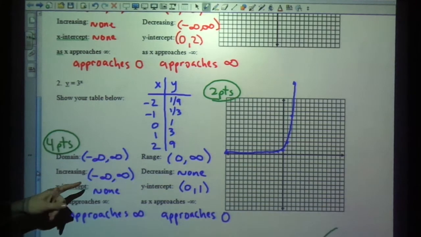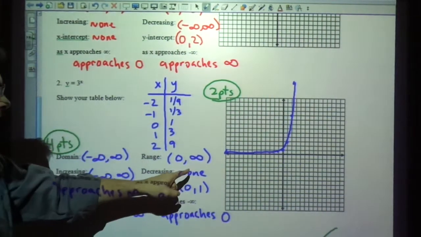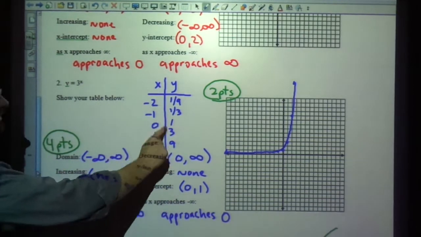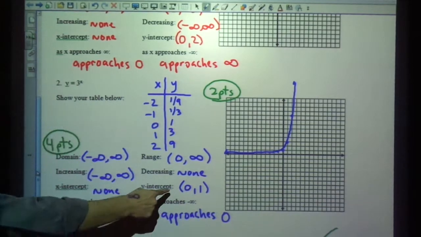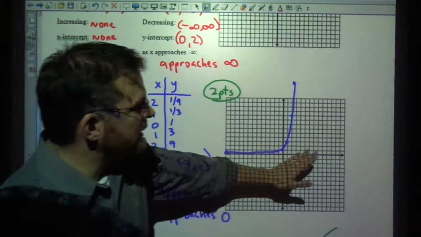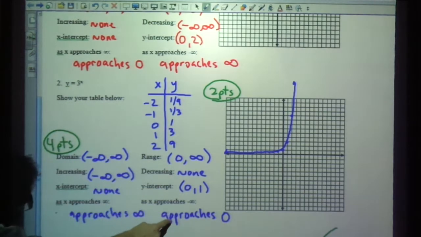It's increasing the whole time. It's always getting bigger and bigger. It's never decreasing. There's no x-intercept. The y-intercept is the coordinate right here, (0, 1). Again, that needs to be a coordinate. And as x approaches infinity, the function approaches infinity. As we go right, it goes up. As we go left, it gets close to 0.